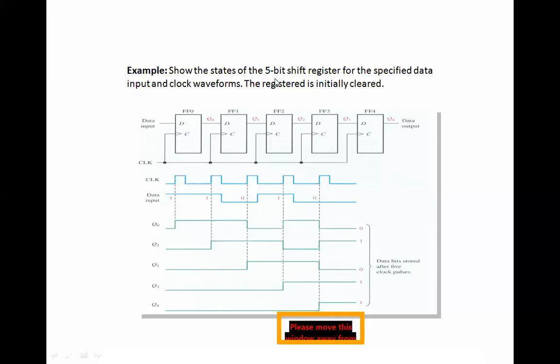Show the states of a 5-bit shift register for the specified data input and clock waveforms. The register is initially cleared, which means there is no data initially. And these are 1, 2, 3, 4, 5. How many flip-flops are there? That many bits you're going to get. So that is your first clue.